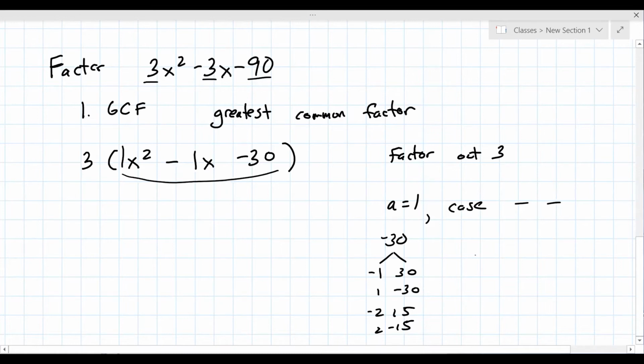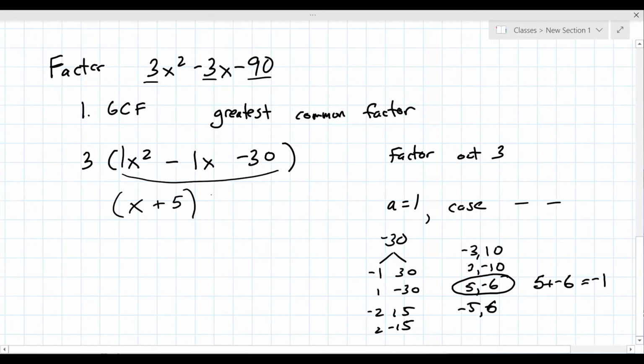So you can make this list here. I'm going to keep going here. It might be negative 3 and 10, 3 and negative 10, 5 and negative 6, negative 5 and 6. And we realize that, hey, these two, 5 plus negative 6, they add up to negative 1. So we write our factors of x plus 5, x minus 6, and this is now considered completely factored.